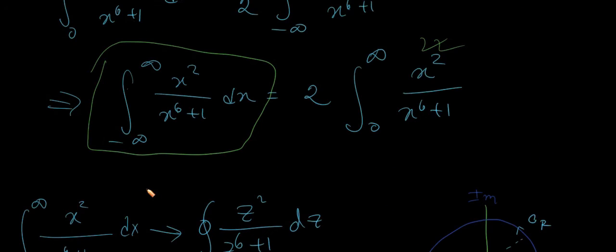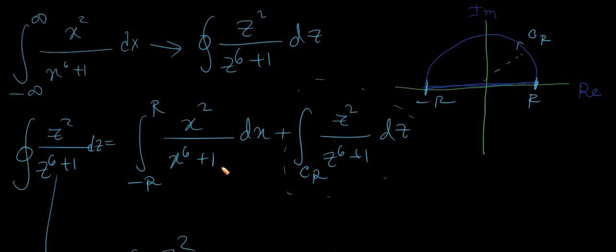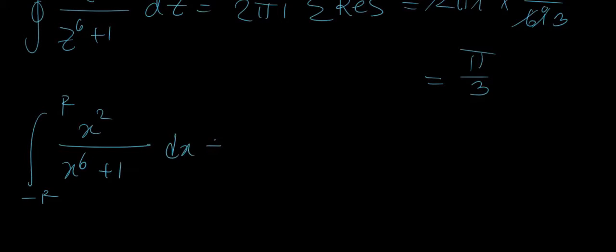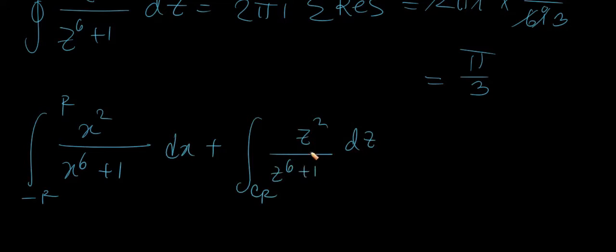If I go a bit above that, this thing over here was broken down into this minus r to r piece and this C_r piece. So from here we can write that the integral from minus r to r of x squared over x to the power 6 plus 1 dx, plus the integral over C_r of z squared over z to the power 6 plus 1 dz, is equal to pi by 3. Okay, so far so good.